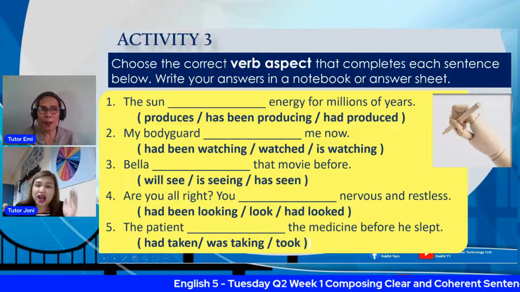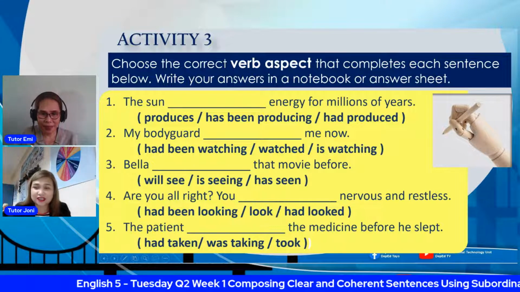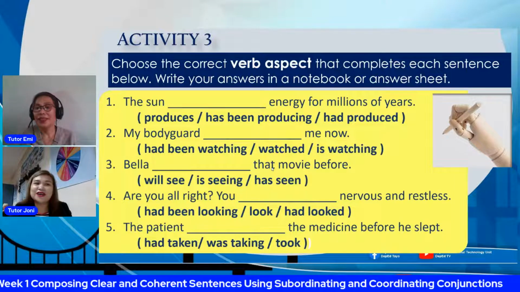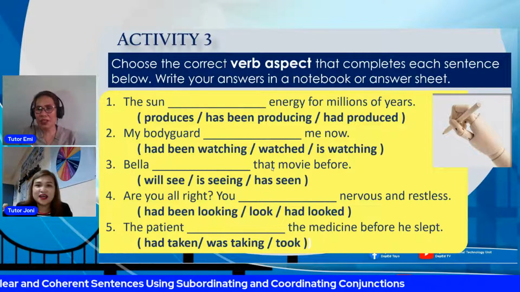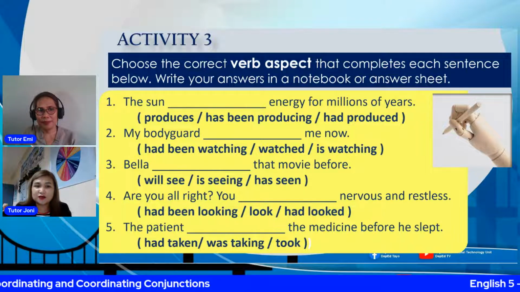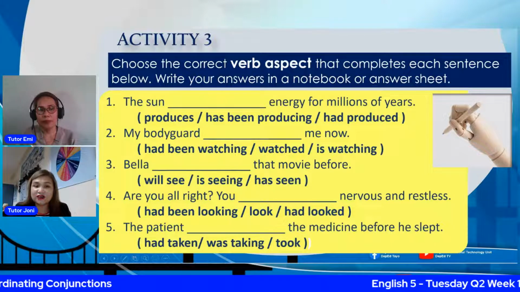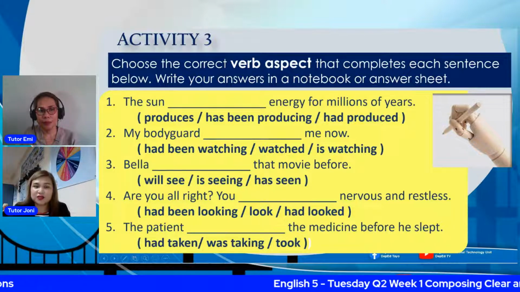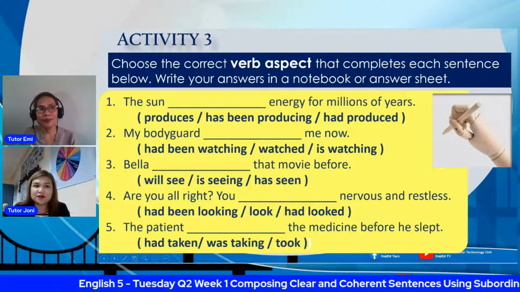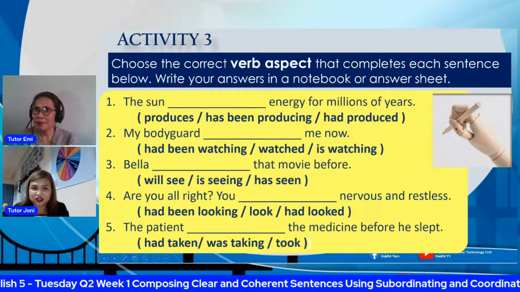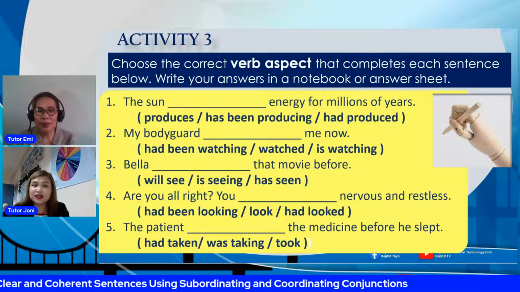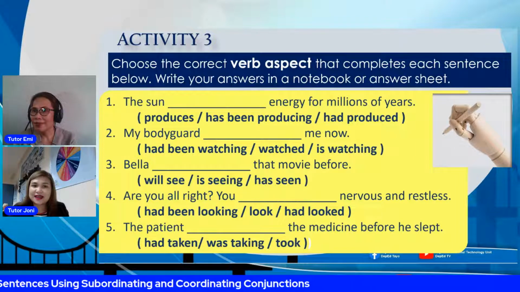I will read 1 to 5 and just send your answers to us, because we are running out of time already. I will reveal the answers later. Number 1: The sun blank energy for a million years. Produces, has been producing, or had produced. Number 2: My bodyguard blank me now. Had been watching, watch, or is watching. Number 3: Bella blank that movie before. Will see, is seeing, or has seen.